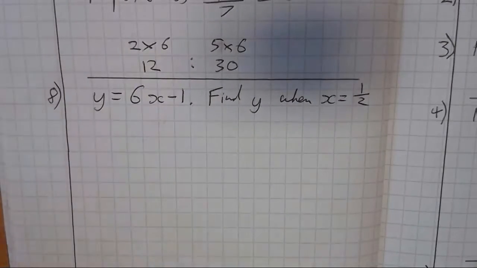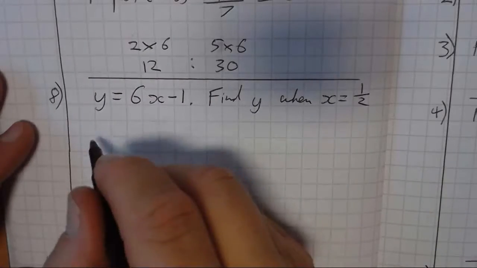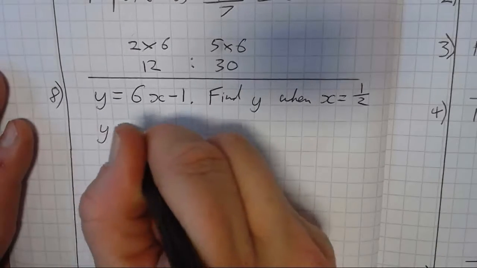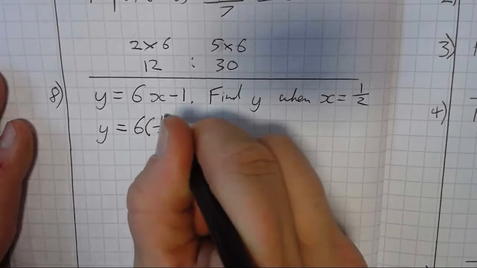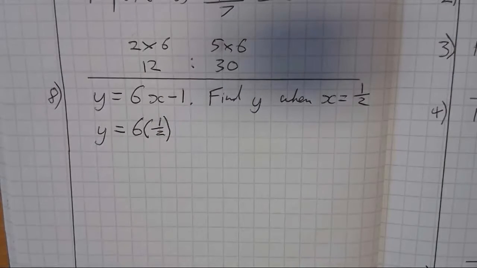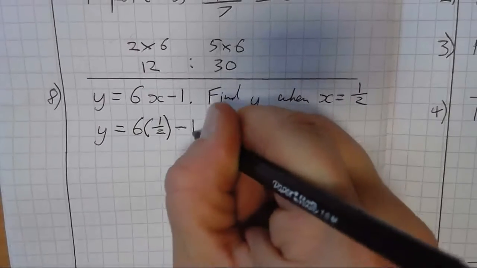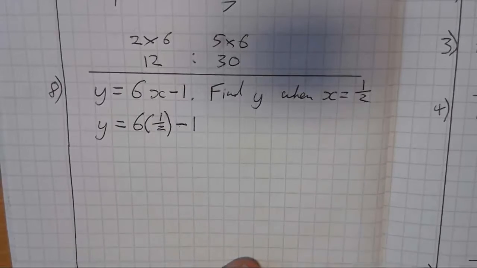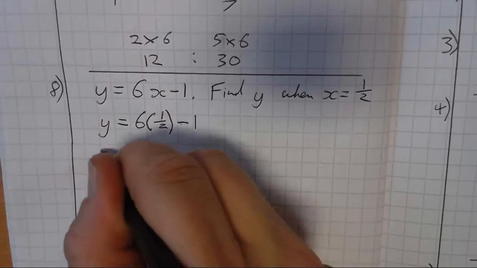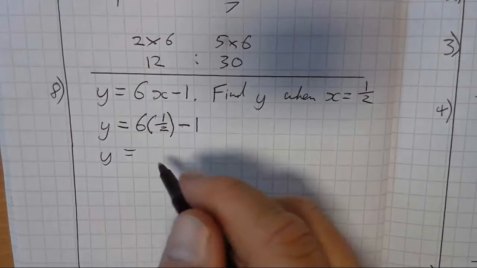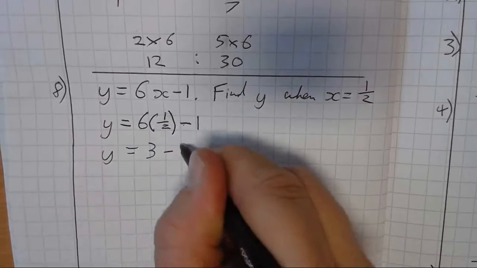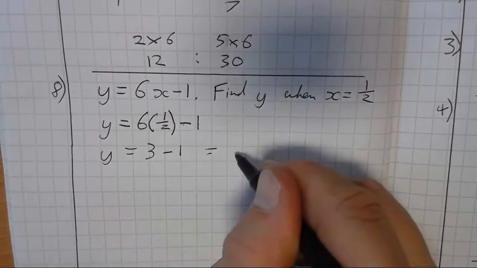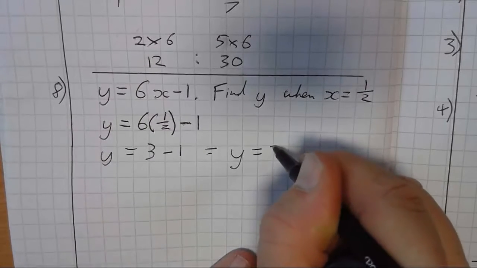Again, this will get more difficult over the weeks. Just always take your time to be careful when you're substituting. You're going to substitute in brackets, wherever you see whatever the symbol is that you're substituting in. You're just going to put it in brackets. You're not going to do anything until that is done. Then you can do the working out. In this case, it's really straightforward. So 6 lots of a half is just 3. Take away 1, so y is 2.